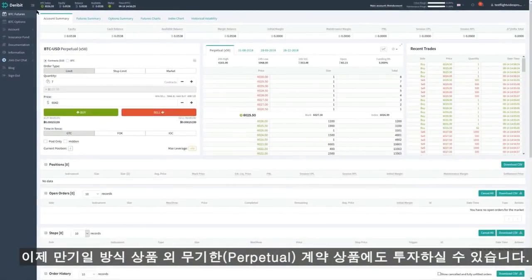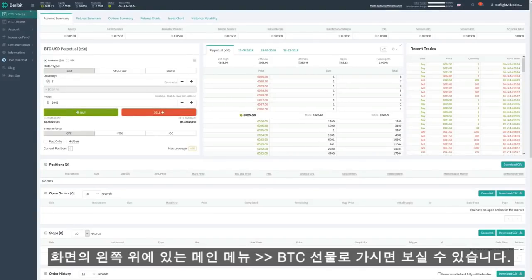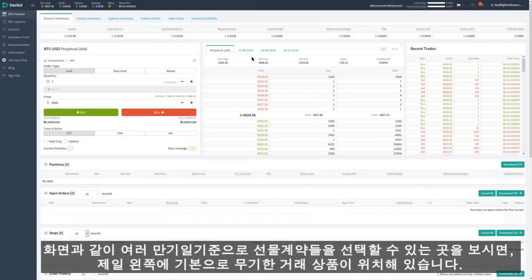In addition to the fixed expiration features offered, Deribit now offers a perpetual swap contract. Available on the top left of the screen in the main menu under BTC Futures, the different contracts are selectable in the center of the screen with perpetual swaps on the left.